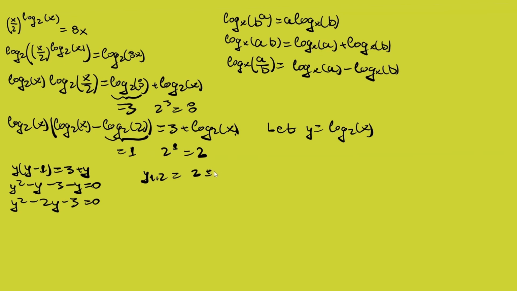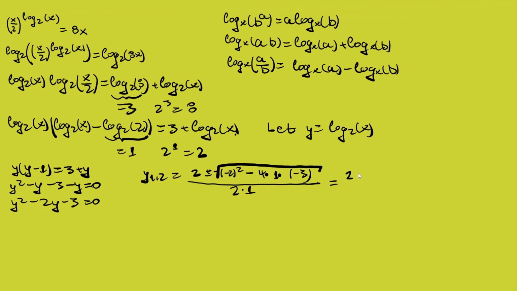y1,2 equals minus the coefficient in front of y, which is minus minus 2, or just 2, plus minus square root of the coefficient in front of y squared, which is minus 2 squared, minus 4 times the coefficient in front of y squared, which is 1, times the coefficient that doesn't contain y or y squared, which is, in our case, minus 3. And this whole thing is divided by 2 times the coefficient in front of y squared, which is 1.